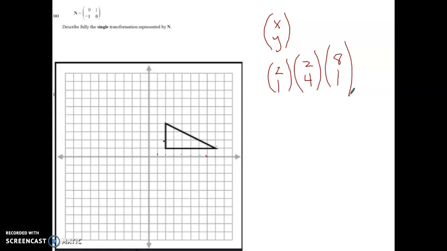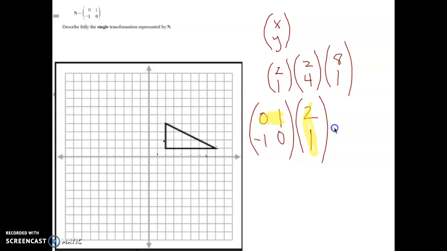So I'm going to multiply each one by this matrix: 0, 1, negative 1, 0. I'm going to start out with the (2, 1), and we're going to see what happens. Don't forget, you want to multiply the horizontal by the vertical. You're going to do rows times columns. So I'm going to multiply this row by this column first, and that's going to give us the top value of the 2 by 1 matrix that's going to result here.